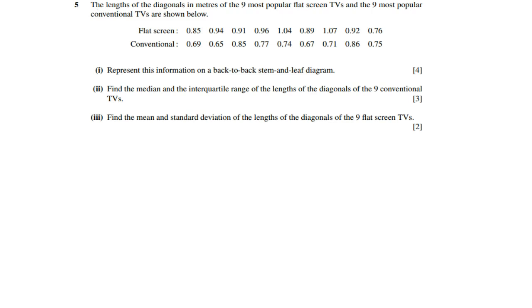Number 5, lengths of diagonals in meters. 9 most popular flat screen TVs and 9 most popular conventional TVs are shown below. So they give us some data. This is raw data. Represent the information on a back-to-back stem and leaf diagram.